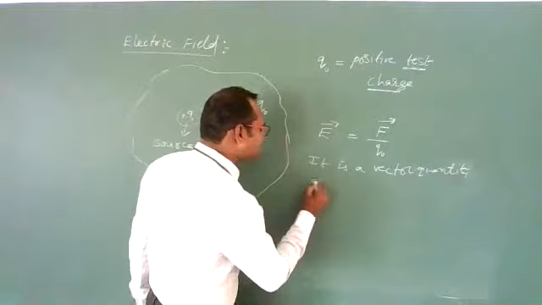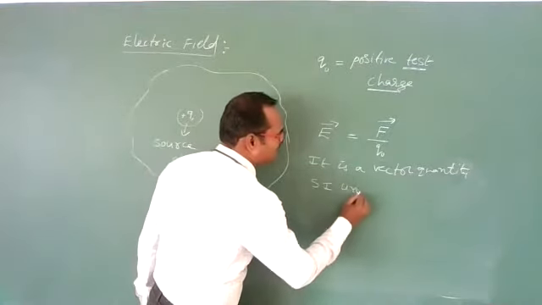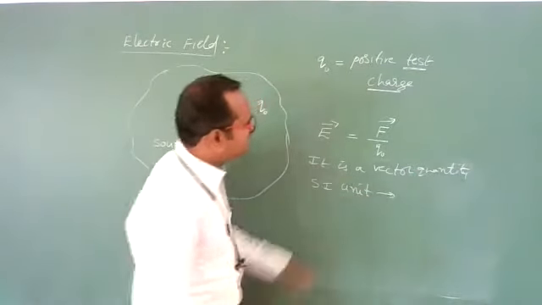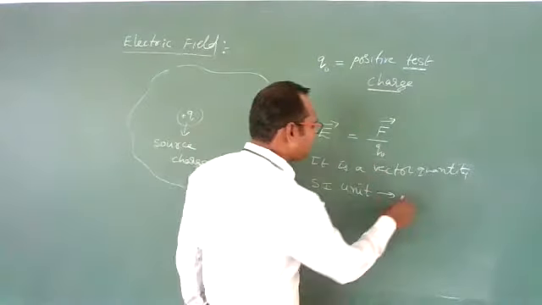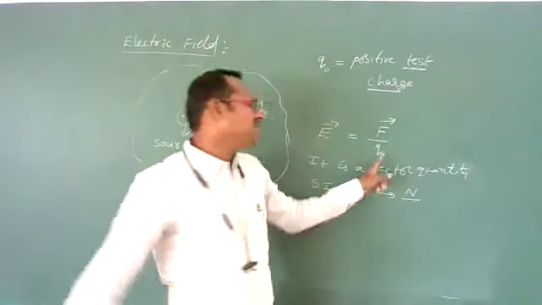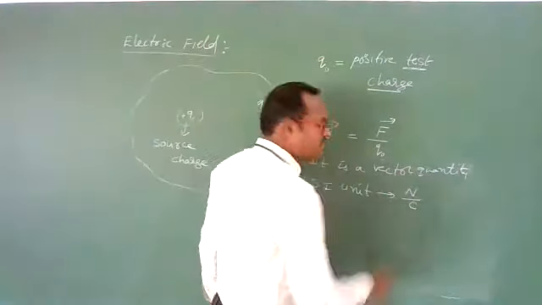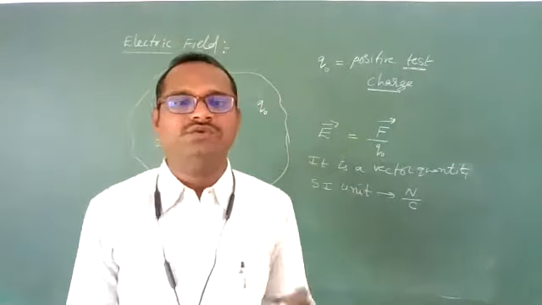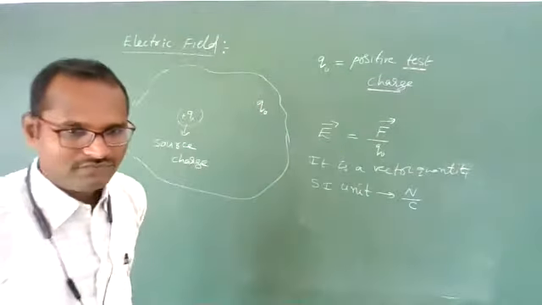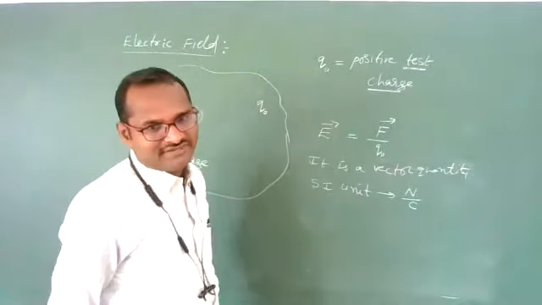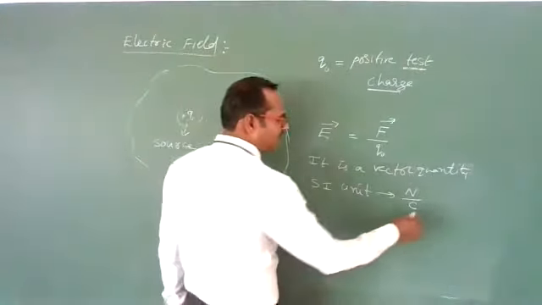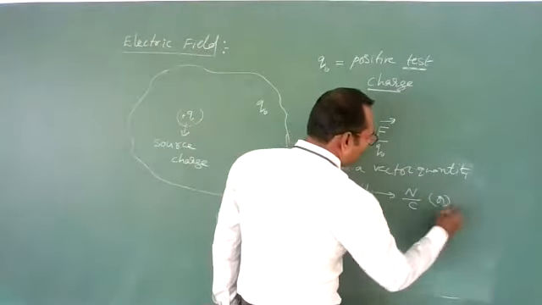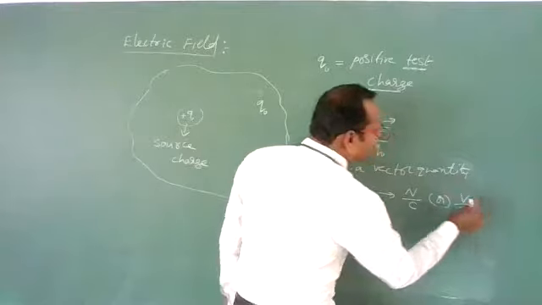Okay, and its SI unit is important. It is force per charge. The SI unit of force is Newton. The SI unit of charge is Coulomb. Yes, Newton per Coulomb is the unit of electric field. There is another unit also: the other unit of electric field is volt per meter. You need to remember this.